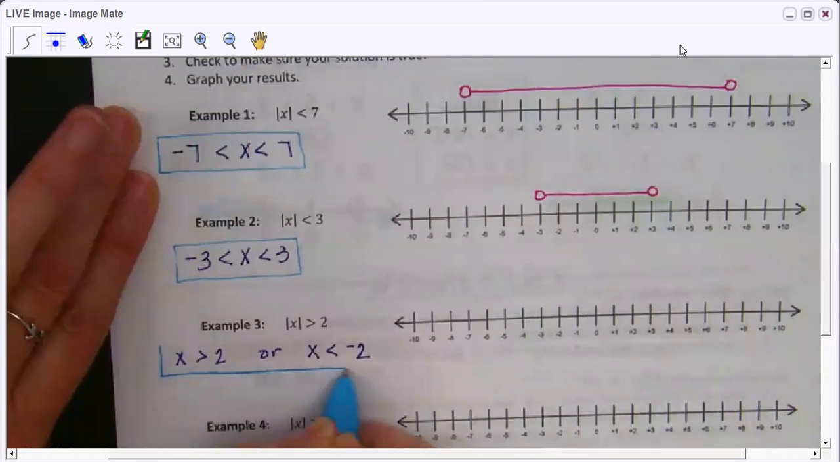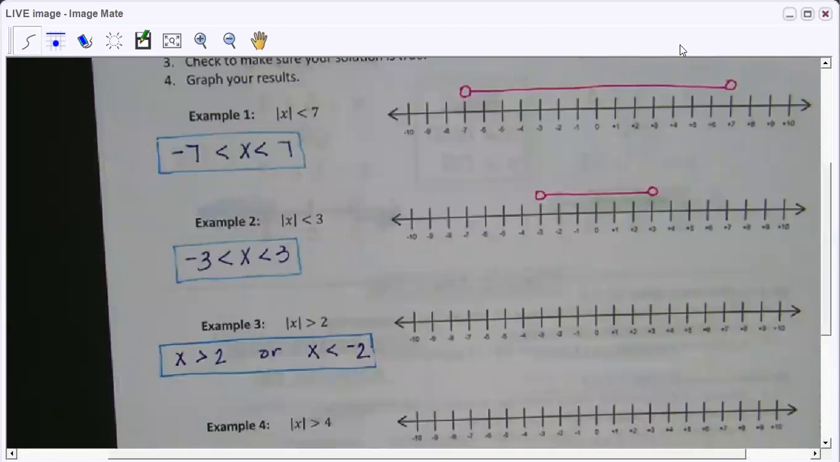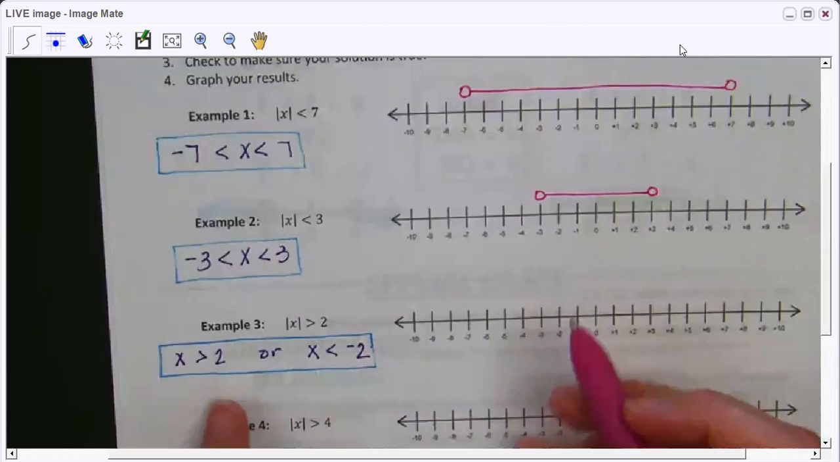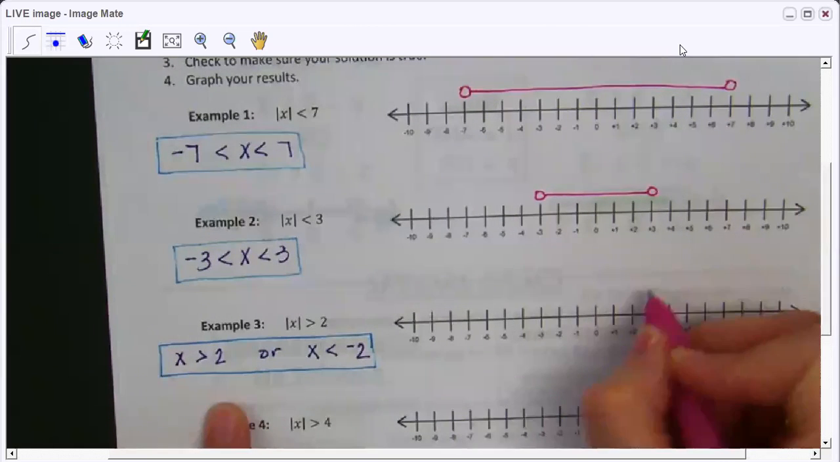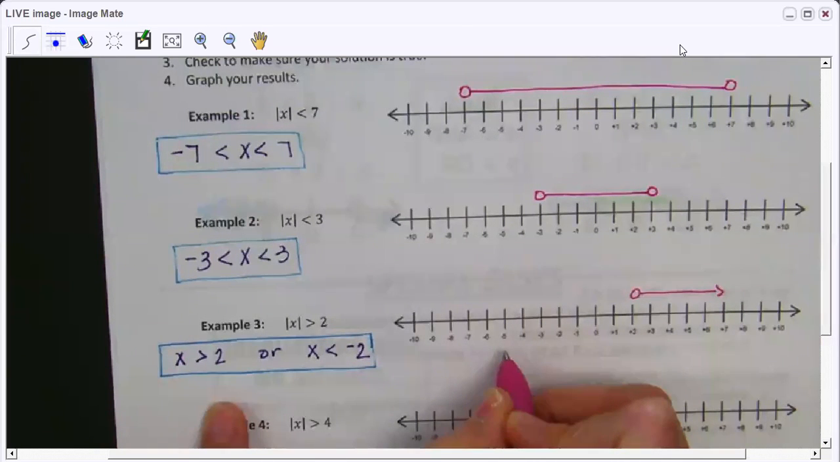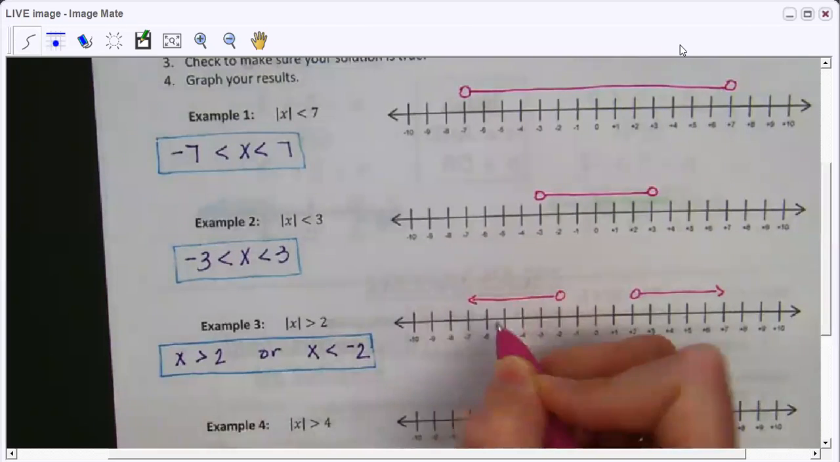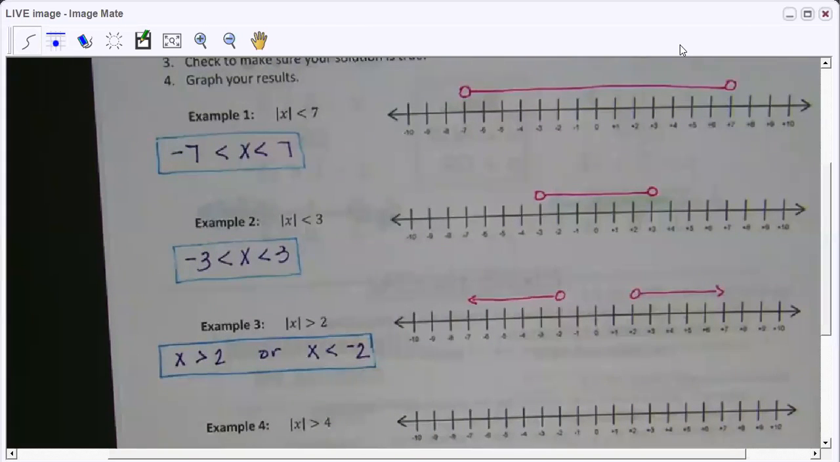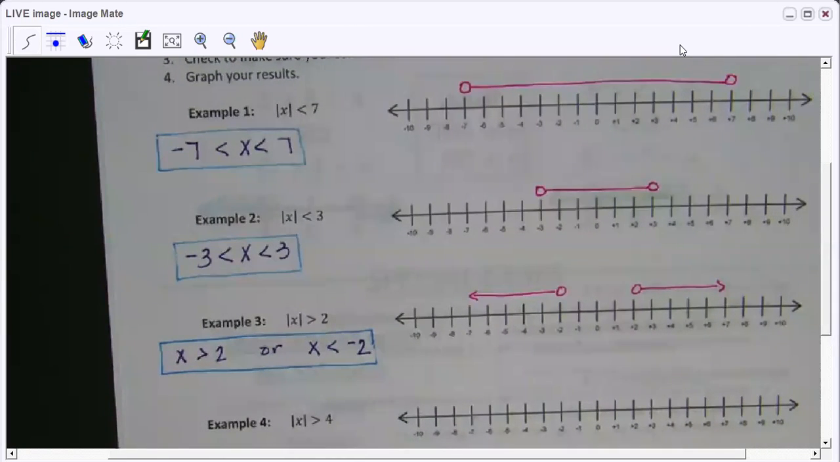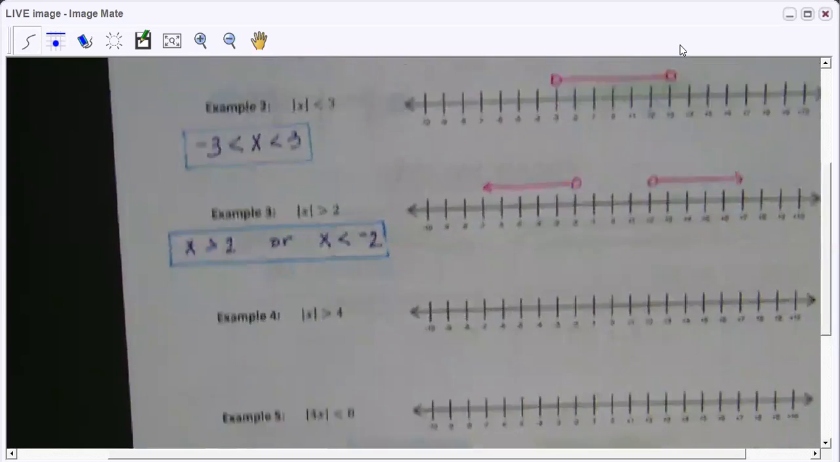So when you graph it, X is greater than 2, or it could be less than -2. And notice we have graphed a disjunction rather than a conjunction. Example 4 is the same as example 3, just with a different number. So go ahead and work on that one.